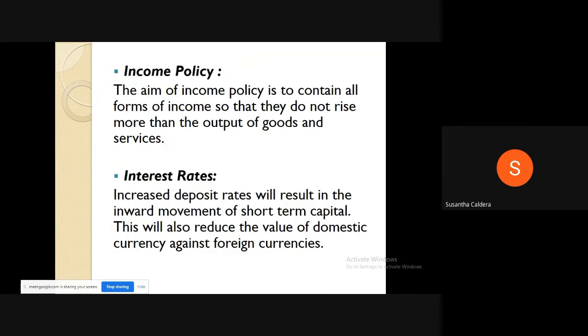Income policy. The aim of income policy is to contain all forms of income so that they do not rise more than the output of goods and services.